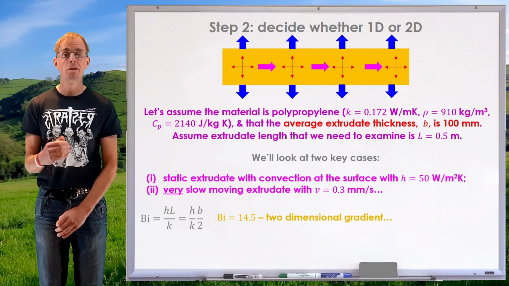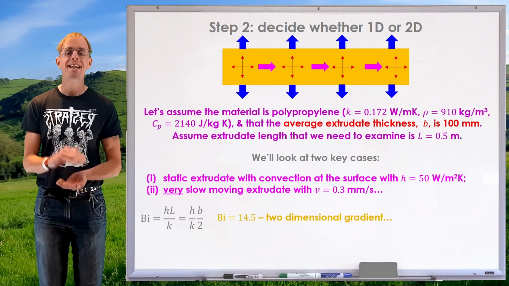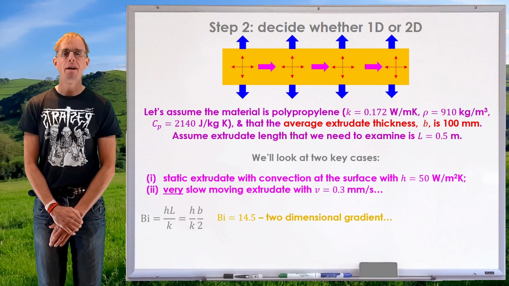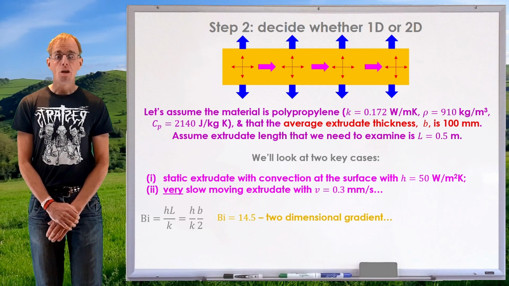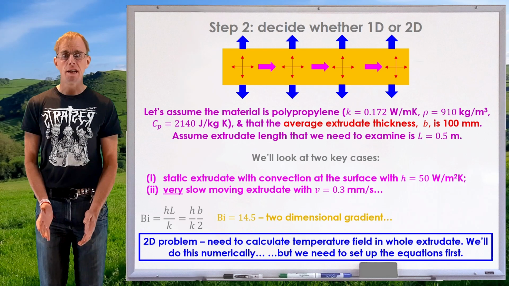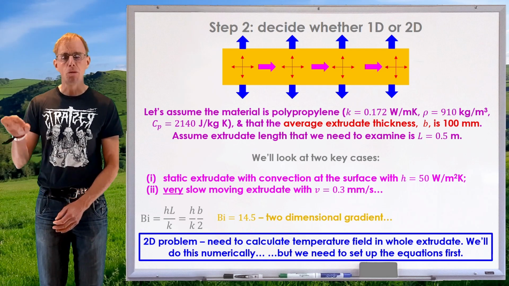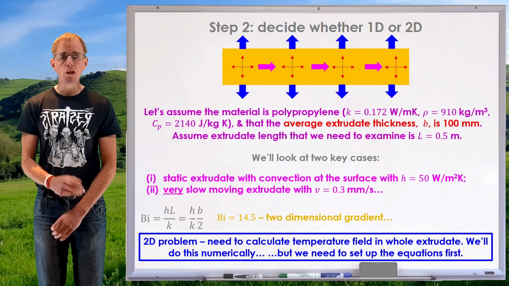We have a temperature field along the length of the product. We also have a temperature field in the convection direction, that is to say, across the thickness of the product. So we need to calculate the temperature field for the entire extrudate now. We can't just assume that it's a simple cooling profile in the length. We're going to do this numerically. We could do this analytically.